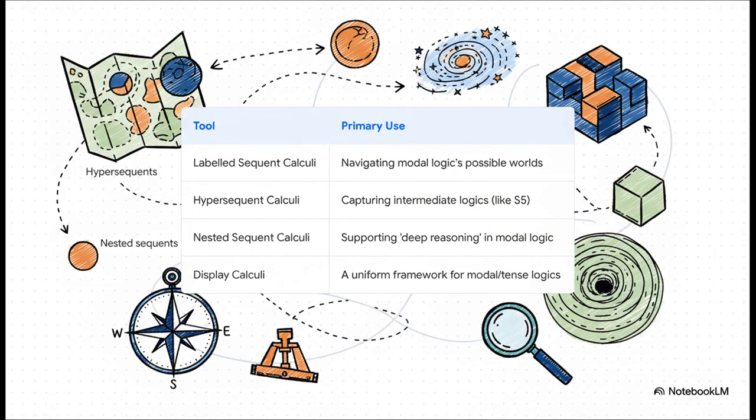And LSC is just one tool in this massive navigational toolkit. Depending on the terrain, the specific logical system you're exploring, you might need a totally different kind of map. You've got hypersequents, nested sequents, display calculi. Each one is a specialized system designed to chart a different, totally unique logical universe.